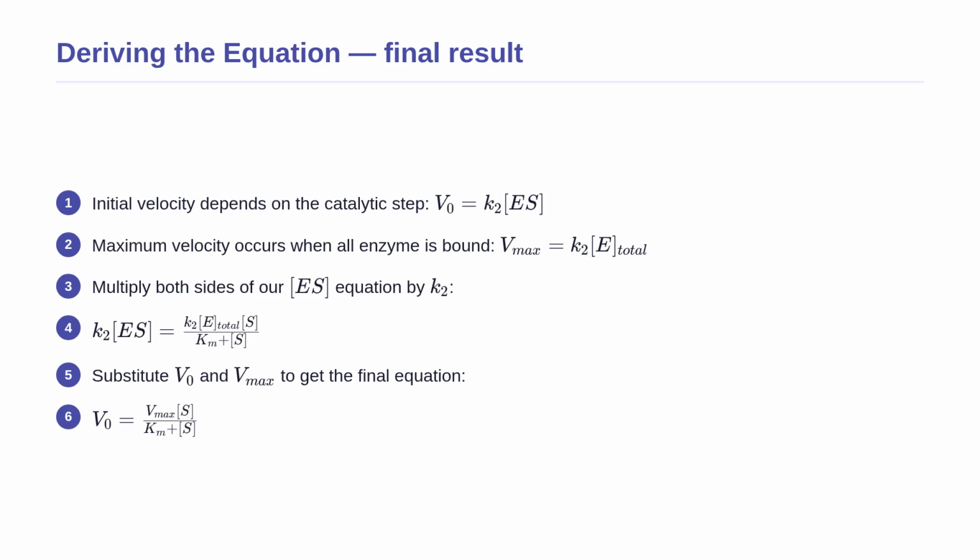We also know that the absolute maximum velocity occurs when every single enzyme molecule is bound to a substrate. By multiplying our previous equation by the catalytic rate constant, we can substitute these two velocity definitions directly into the math. This elegant substitution bridges the gap between the microscopic rate constants we cannot see and the macroscopic velocities we can measure in the lab, giving us the famous final formula we used earlier.